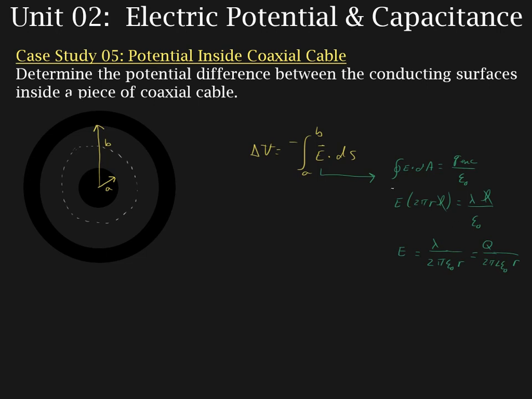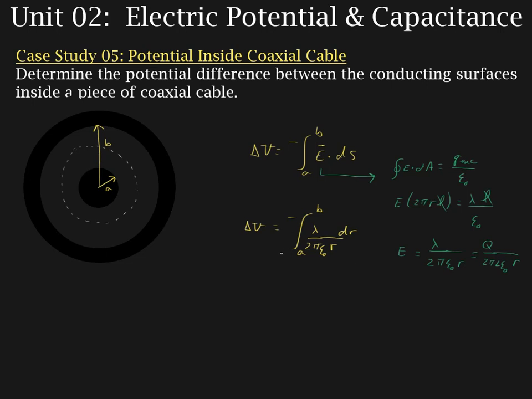So we'll substitute these values back into the original equation, and we get delta V is equal to minus the integral from, now A is going to be RA and B is going to be RB, but I left off the subscript R there. I'm going to leave those as A and B, so it's still A to B. E is now going to become lambda over 2 pi epsilon naught R, and this is all going to be integrated with respect to R, dr.